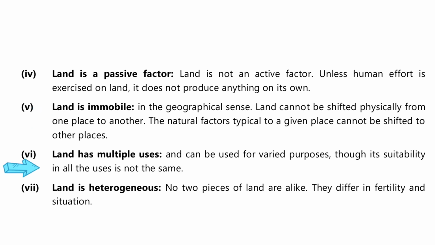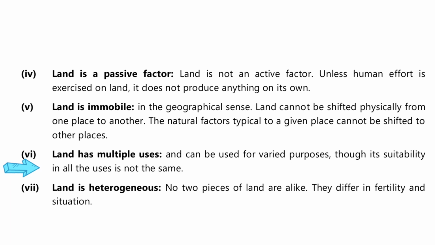The next one is it has multiple uses. A physical land can be used for various purposes. You can grow vegetation there, it can be used for agriculture, or you can build a factory on it, or you can make dwelling units on it. So the land could be used for multiple uses. It is up to the businessman to use it in the best way that is suitable and profitable for the business.